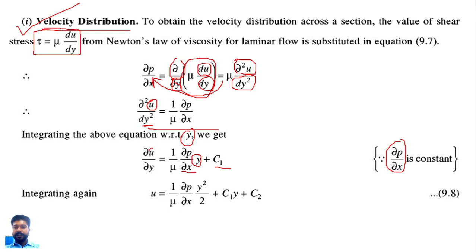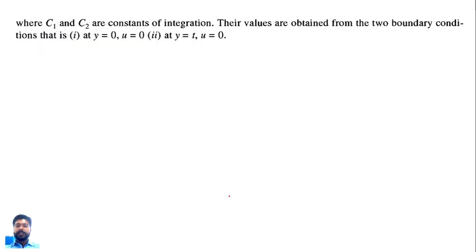Likewise, we need u as an individual term, so let us integrate again. So u equals 1 upon mu del p upon del x into y square by 2, the integration of y, plus c1 into y plus c2. So here it is, the two constants are there after integrating this equation two times.